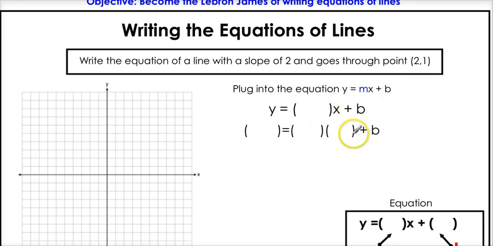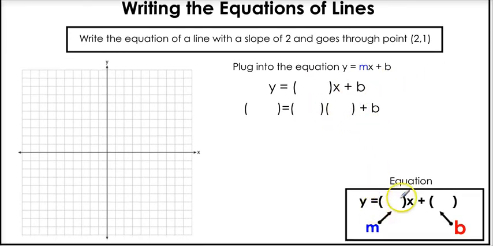To write the equation of a line, you need two things. You need the slope, and you need the y-intercept. We're given the slope, and we're going to use this point to find the y-intercept. How do you do that? Well, first we're going to plug the slope in. Our slope is 2, so we're going to plug that into our y = mx + b. So we get y = 2x + b.